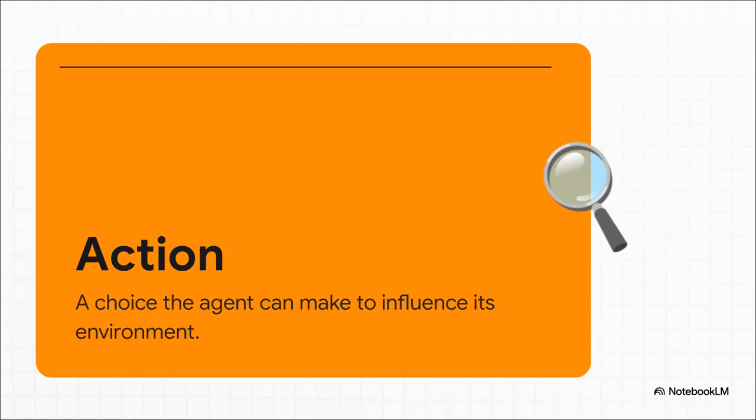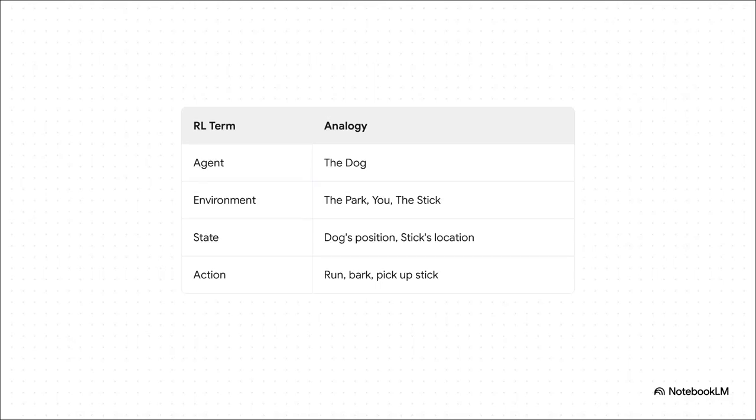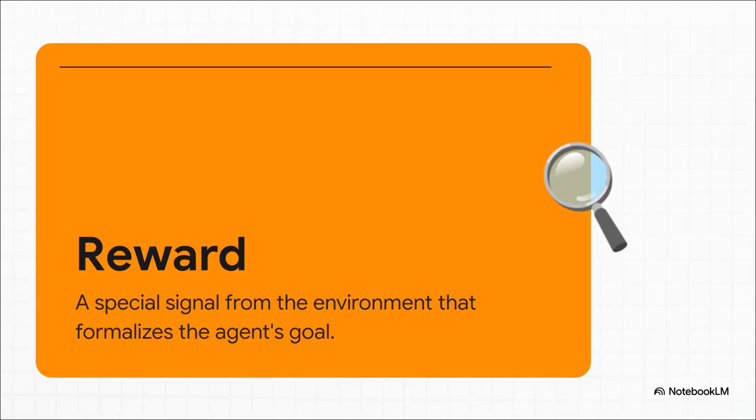So from any given state, our agent needs to do something. And that right there is an action. An action is just any of the possible moves the agent can decide to make. Our dog has a whole menu of possible actions, right? It can run, sit, bark at a squirrel, or it could run and pick up the stick. The entire goal of this whole process is for the agent to learn which of these actions is the best one to take.